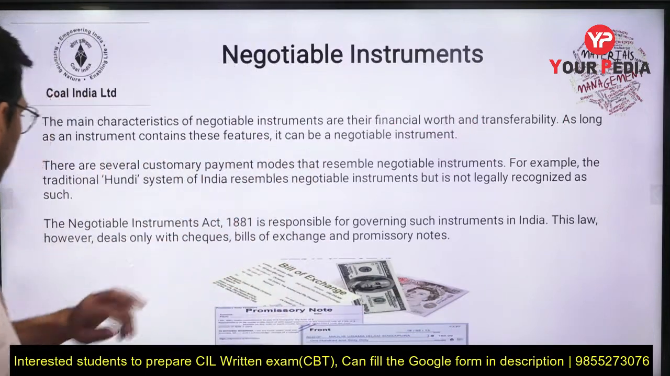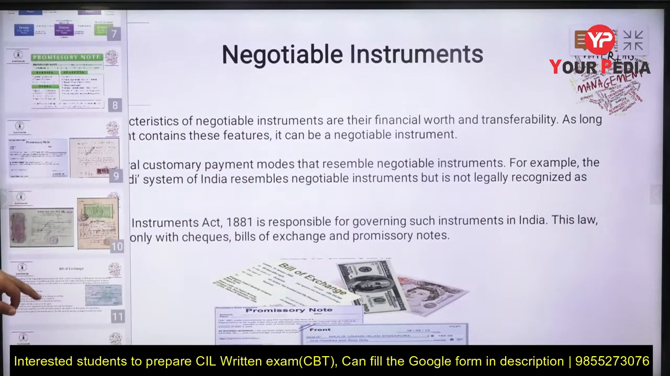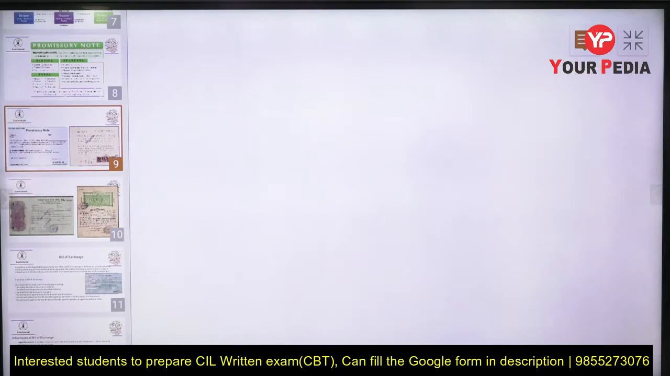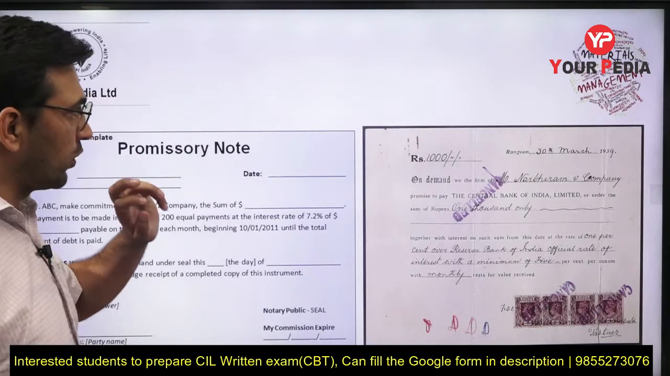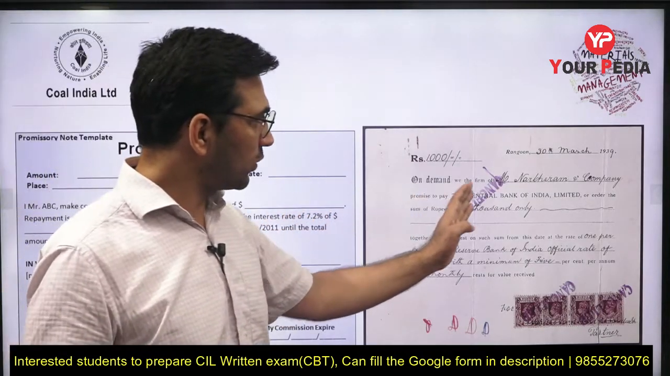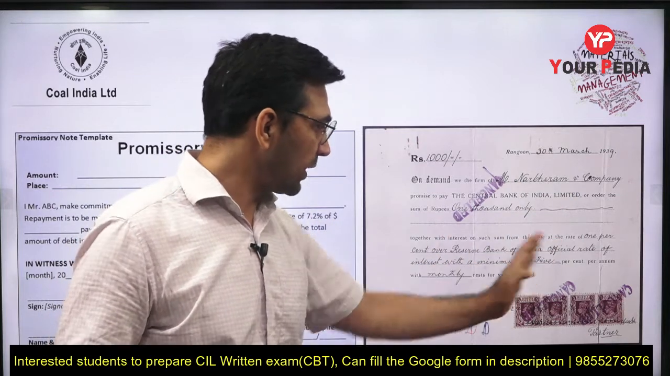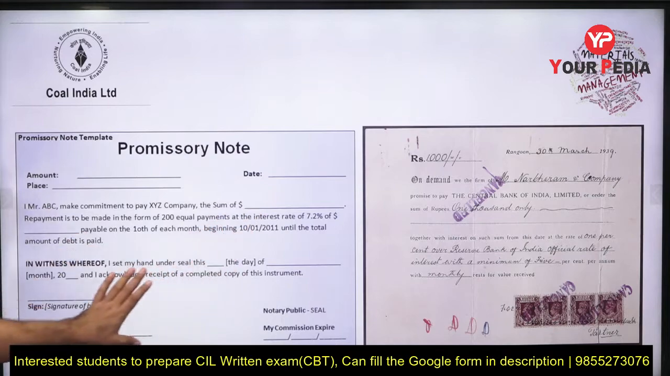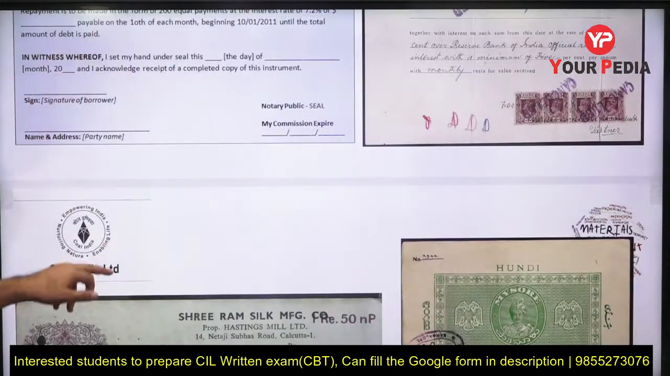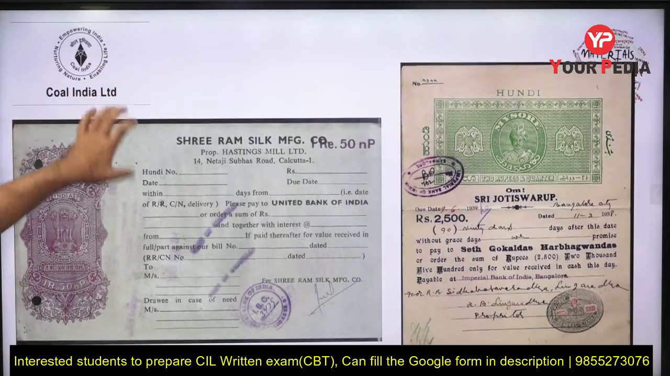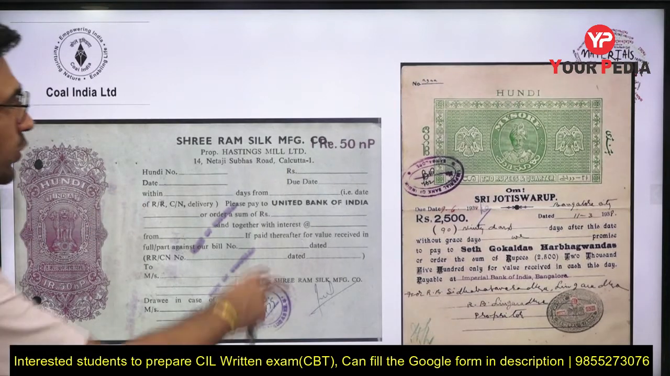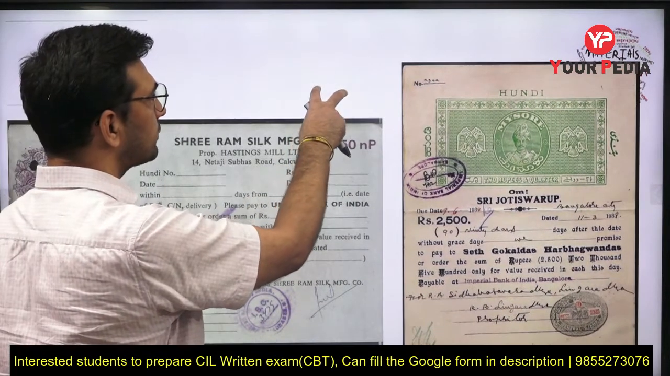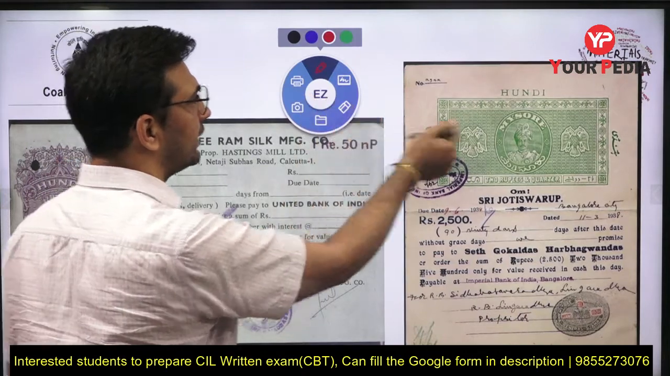If you take the example, even though I will explain the promissory note later, see, this is the format of a promissory note. Here you are saying this much amount I am going to pay to some party, and then you have revenue stamps. This is a sample promissory note. Now, the Hundi system also had similar kinds of documents. It was prevalent earlier.